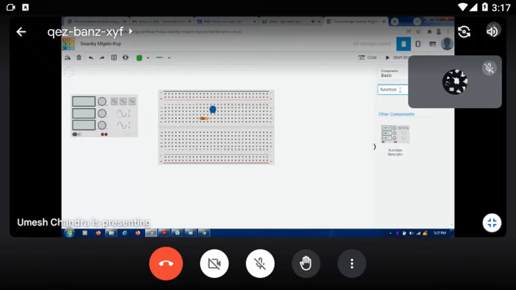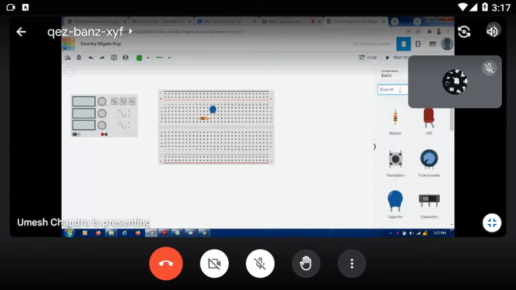Then you take two oscilloscopes. Why two oscilloscopes? In Tinkercad, the oscilloscope is a single channel oscilloscope. Single channel means you see only the output or only the input. That's why you take two oscilloscopes: on one oscilloscope you see the input signal, and on the other you see the output signal.